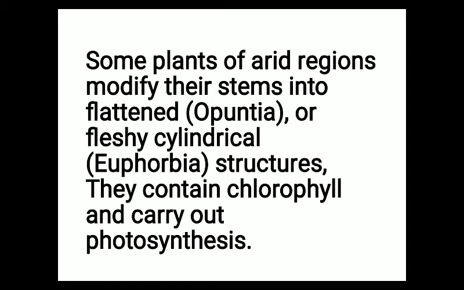Here we have to remember that Opuntia, the scientific name of cactus, has a flattened stem. Another arid plant is Euphorbia, in which the stem is fleshy and cylindrical. So this is the difference between Opuntia and Euphorbia. Both are found in arid regions, but regarding their stems there is a difference. The stem of Opuntia is flat and green, but the stem of Euphorbia is cylindrical and green.